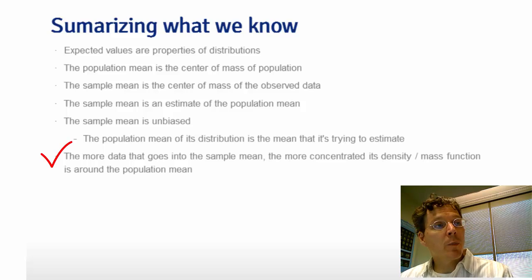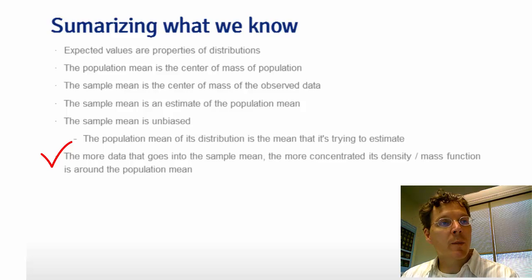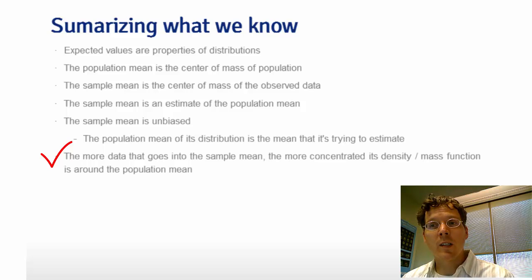And then the final bullet point is that the more data that goes into the sample mean, the more concentrated its density mass function is around the population mean. And we also saw that the more Gaussianish it was looking, even in these odd cases like flipping a coin and rolling a die. And so we'll talk more about those in the subsequent lectures.